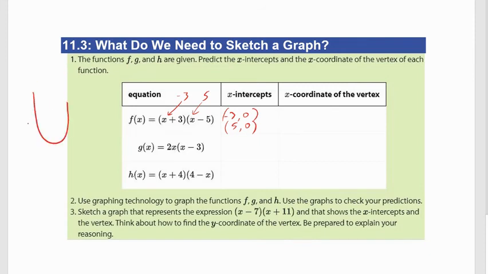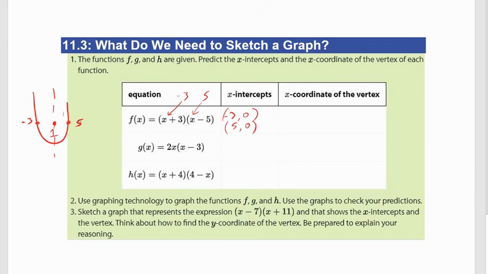Now, the x-coordinate for your vertex, if we think about the parabola here, all right, that's a terrible parabola, I know, but let's say here it crosses at -3, right? And then it crosses at 5. Who's in the middle between -3 and 5? And hopefully you said that's 1, right?